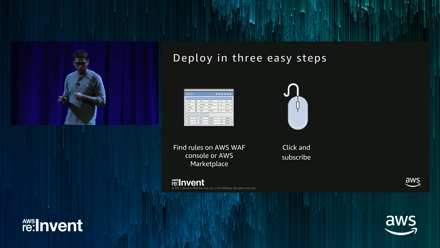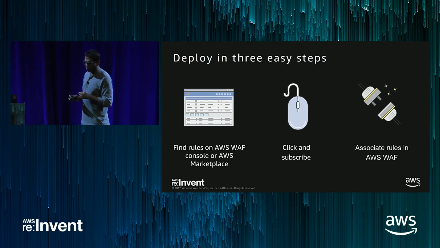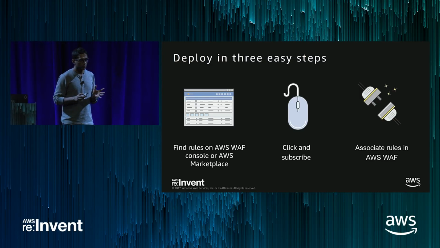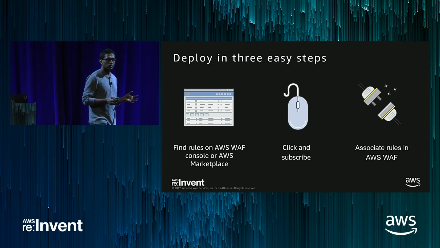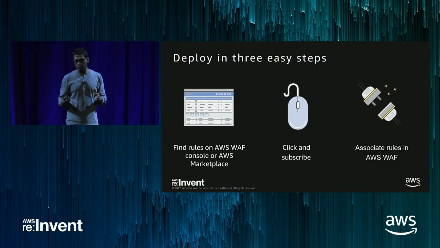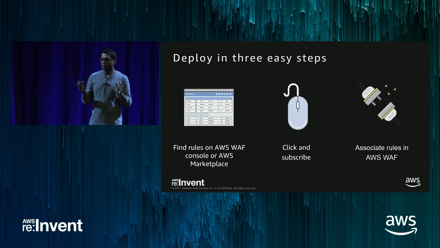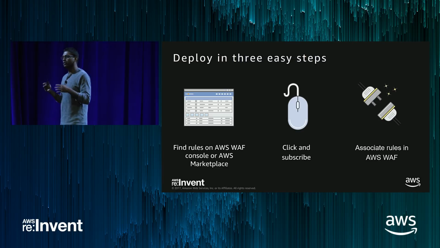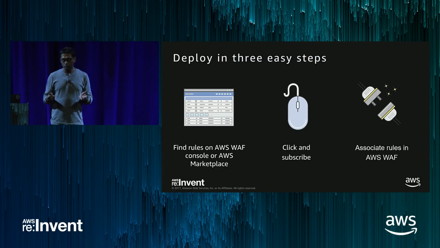Again, keep me honest and count while I do the demo. Once you've purchased it, we've done some back-end automation to make it really, really easy to deploy these rules. Once you've purchased it, these rules appear in your AWS WAF environment. The only thing that's remaining for you to get protected is to associate these rules.